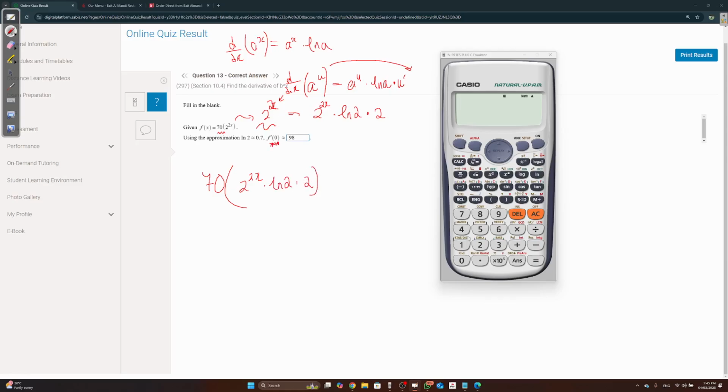Now substitute 0 into your derivative. So you're going to do this: 70 times 2 to the power of 0, which is just 1, times ln 2, times 2. If you use ln 2 as ln 2, it's going to be wrong. They said use it as approximately 0.7. You're going to get what? 98.